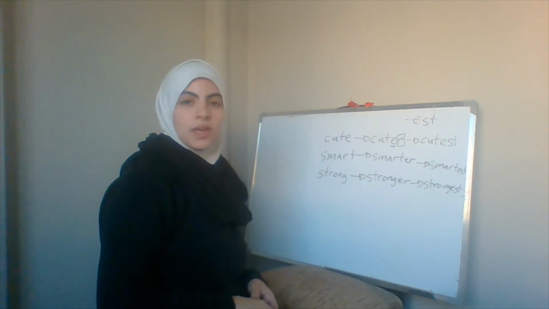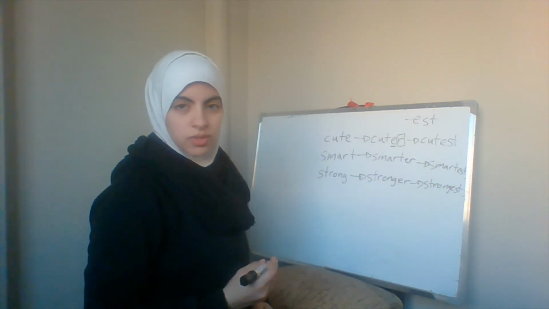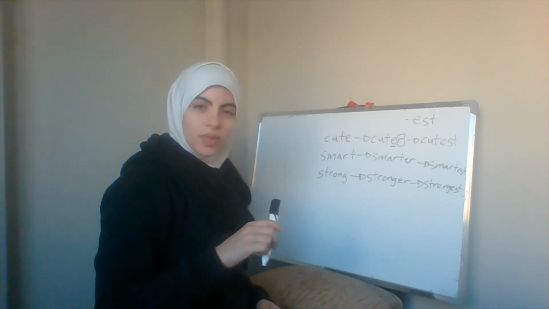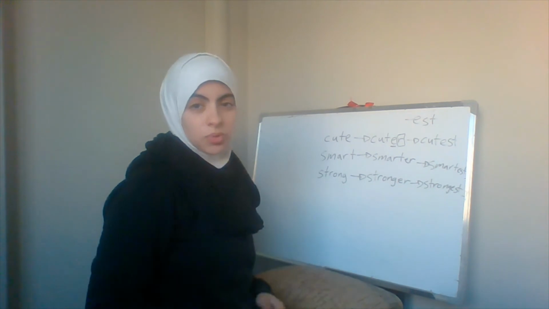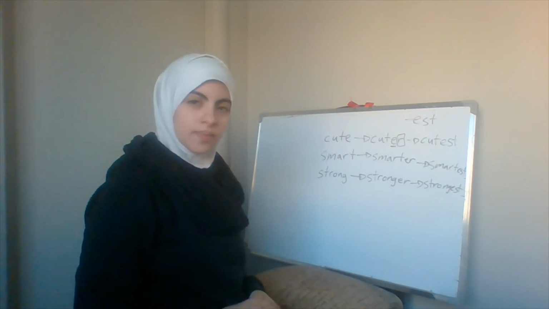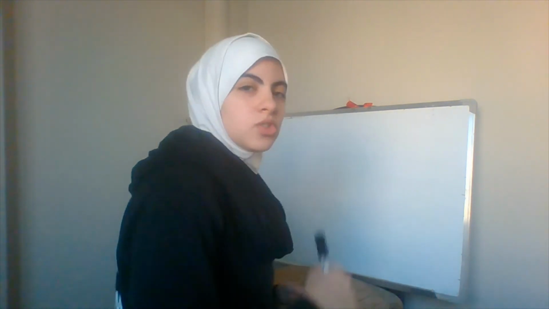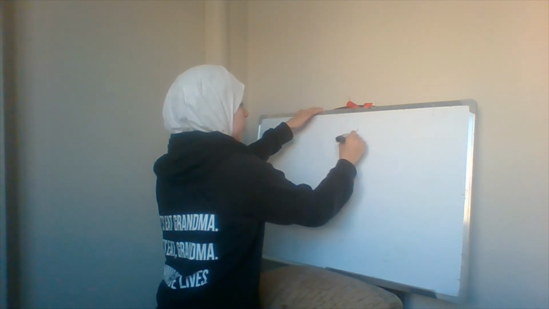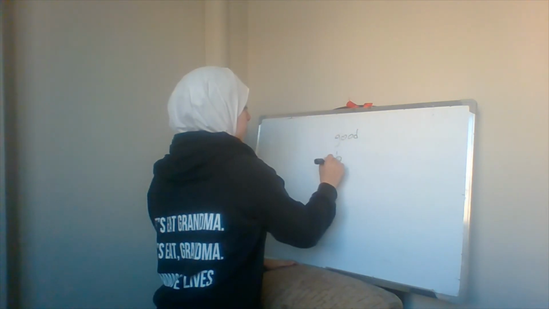Very good. Now I'm going to write a list of words, and you're going to come up and turn them into the comparative and superlative form. Okay? Let's begin. Now let me give you two irregular adjectives. What do we mean by irregular? Let's check it out. We have good, we have bad.